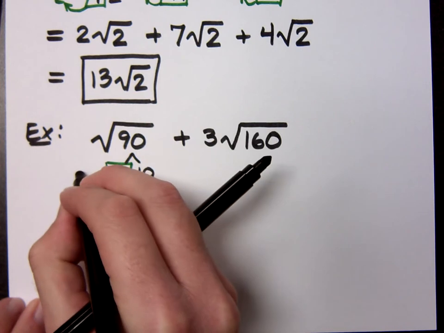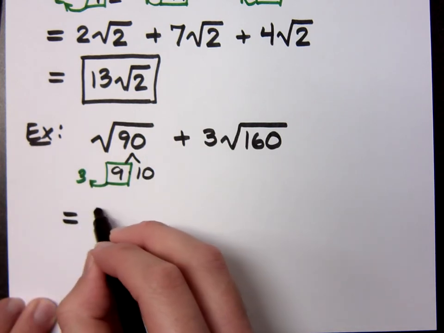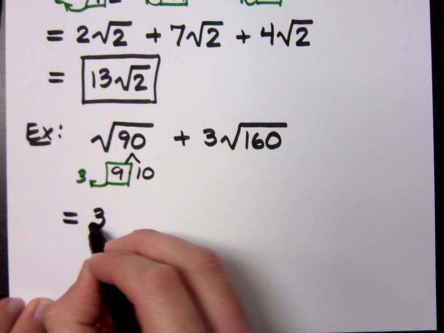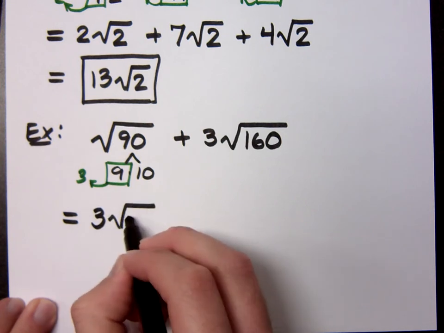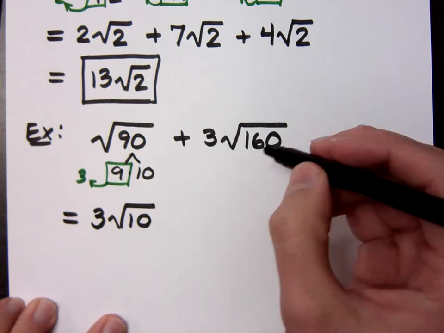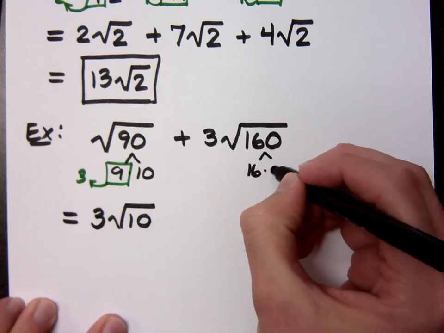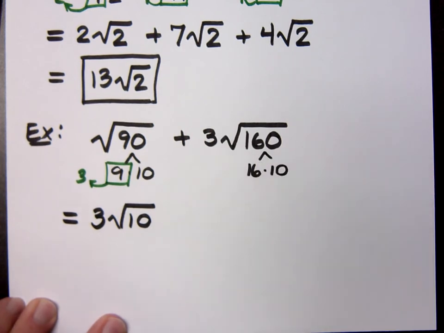That gives me a 3. So what does this first radical become? 3 and 10. How do you say that again? 3 square roots of 10. Does 10 go into the other radical? Yes. So how does this one break down? 16 and 10. 16 times 10.